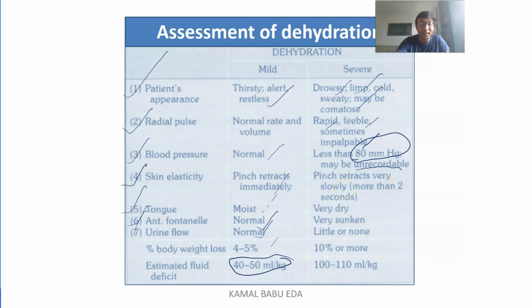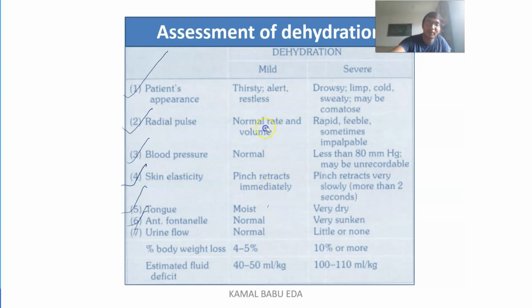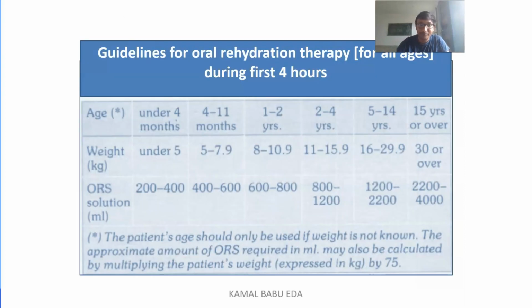If you pinch the skin, the elasticity will be reduced, the tongue looks very dry, and the anterior fontanelle will be sunken. Urine flow will be a little less, or you may not find any urine flow. You can observe body weight loss of more than 10%, and the estimated fluid deficit will be 100 ml per kg body weight. You can screenshot this and take it down in your notes.